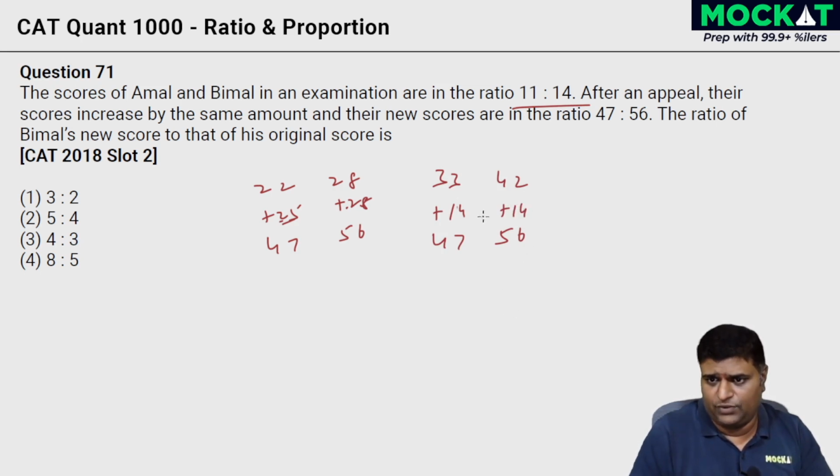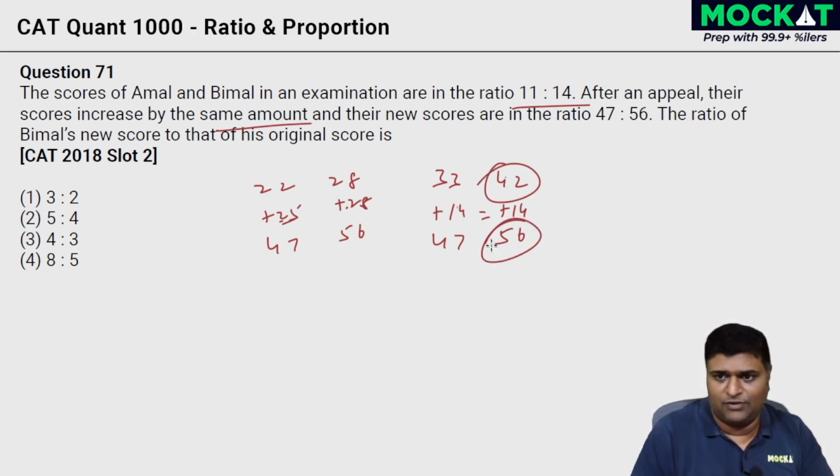This is also a plus 14. Both are equal and that's what is given. Same amount. Ratio of Bimal's new score to that of original score, 56:42. 14 multiples. The answer over here is 4:3.